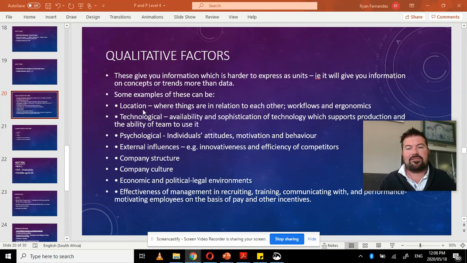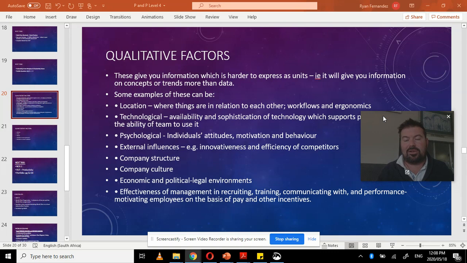And then the effectiveness of management in recruiting, training, communicating with, and performance motivating employees on the basis of pay and other incentives. So a lot comes down to how we are able to motivate, how we are able to recruit, how we are able to train.